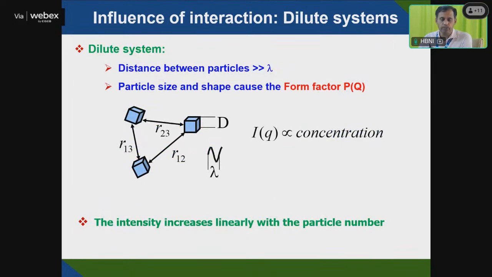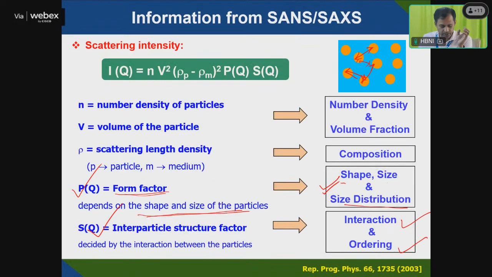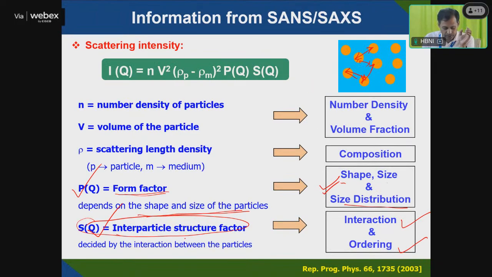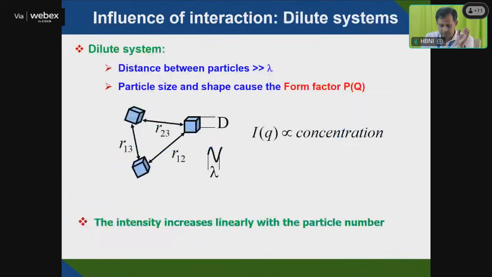Imagine one system that is diluted and another system that is concentrated. In a diluted system, the number of particles is less. SQ is your interparticle interaction, and PQ is your intraparticle interaction. That means when the concentration is dilute, that second term, SQ, the interparticle interaction, will be less, because the particle-particle interaction will be less in this case.